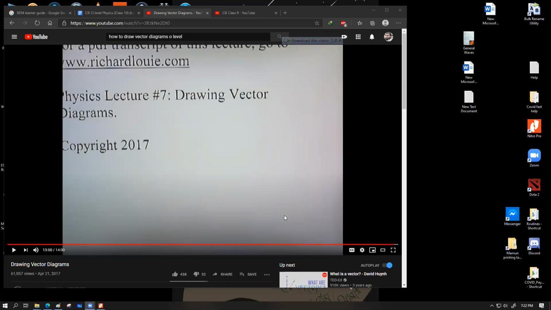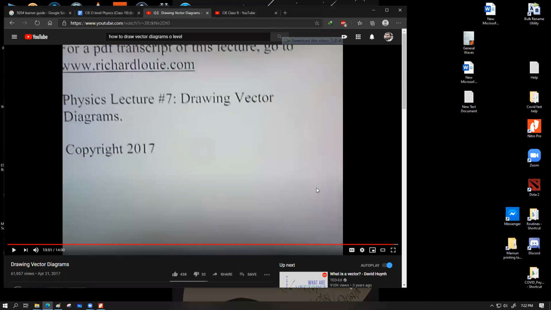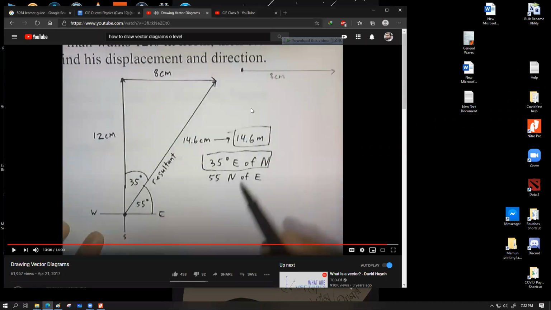In this case, the values were given in terms of compass directions, north, east, south and west. So you could actually use your protractor and write this answer as 35 degrees east of north or 55 degrees north of east. But this is not always going to be the case.